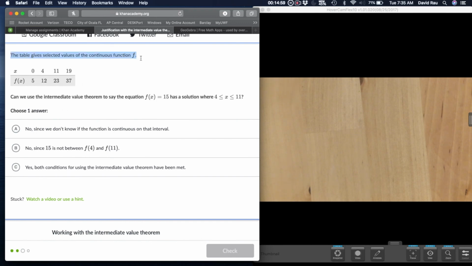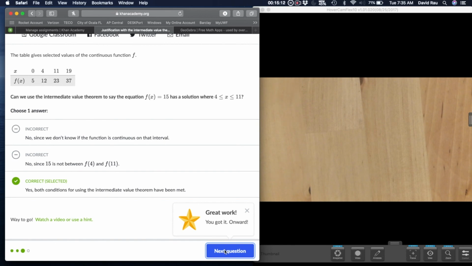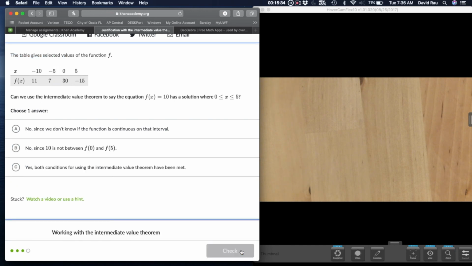Okay, up next, let me say this. They've told me the function's continuous. Okay, is 15 in between the y value 12 and the y value 23? Yes, it is, so both conditions have been met. Oh no, I have to speed up the video. All right, so f of 4 means 12, and f of 11 means 23. So yes, 15 is in between 12 and 23. And yes, it's continuous, so at some point we'll encounter an x value in between here to get the y value 15. Okay, last example.